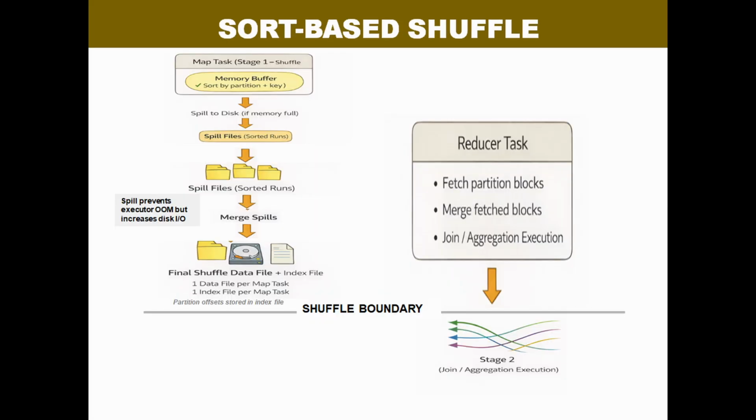Modern Spark uses something called sort-based shuffle. On the map side, data is first grouped by target partition ID. Then it is sorted within those partitions. After sorting, Spark writes one consolidated data file and one index file. Each map task produces exactly one shuffle data file. It is not one file per reducer. The index file contains offsets that tell reducers where partition data is located inside the shuffle data file. This design reduces file explosion and improves efficiency.